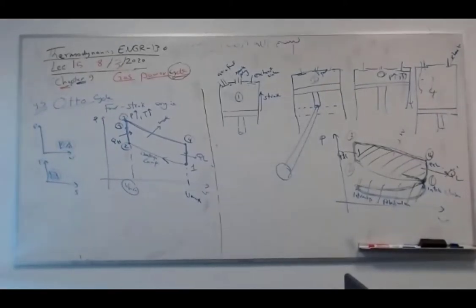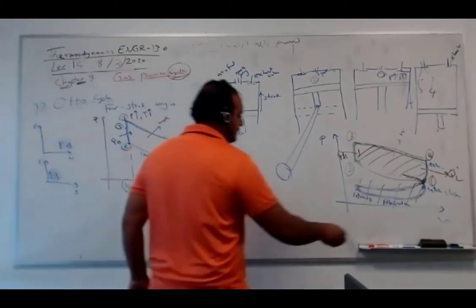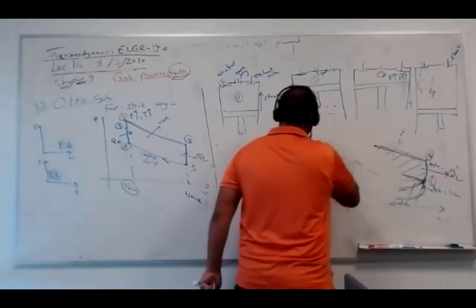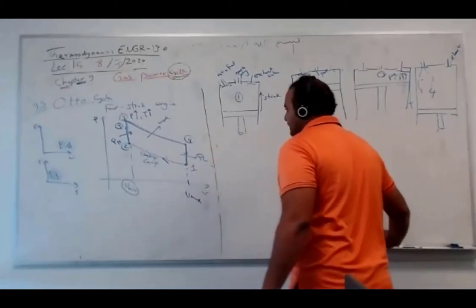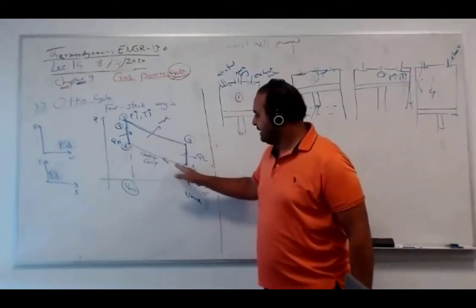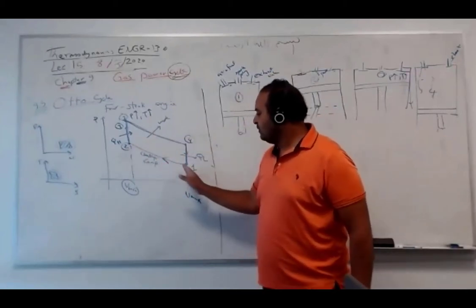So far, so good. We're going to repeat again with equations. Let's repeat everything again with equations. Equations will be like this. I'm going to move this part. Let's go one by one. 1 to 2. What is happening here, guys? Here is compression. Volume decreasing.